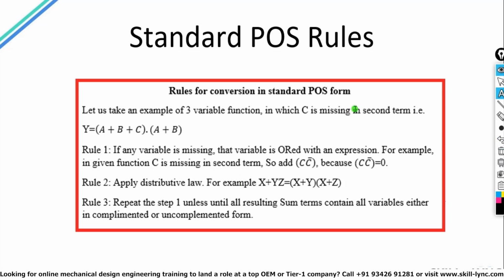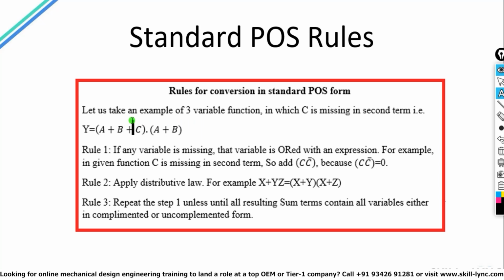Okay, I hope it is clear that first of all you are taking the function, then we are identifying which has the maximum number of variables. Okay, 3 variables are there, A, B, C. Now C is missing in this part. Because C is missing, we are just adding the missing variable in its complemented form.